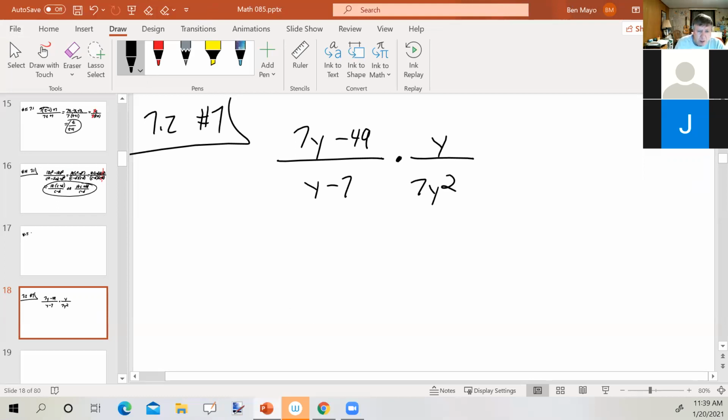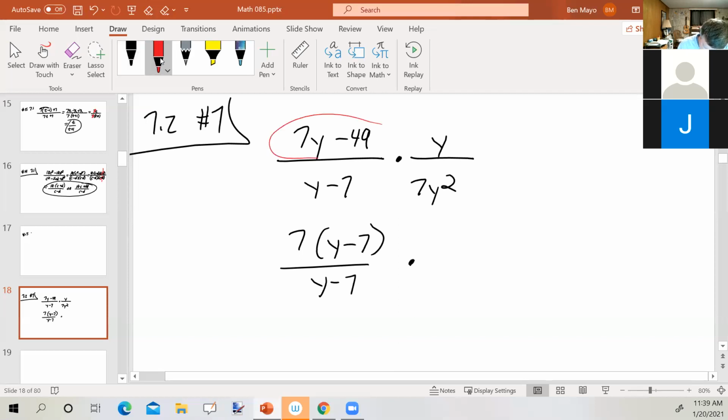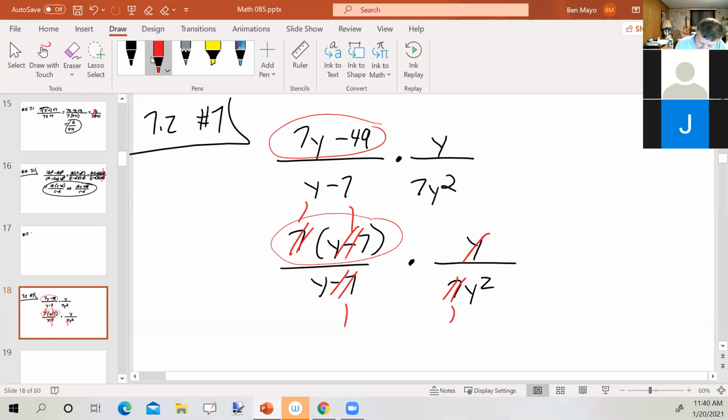Okay. The first thing I'm going to do is factor. I can take a 7 greatest common factor out of the first numerator. So I'm going to get 7 times the quantity y minus 7 over y minus 7. Okay. So this becomes that. And then the common factor of y minus 7 reduces down to 1 over 1. The 7 over 7 reduces down to 1 over 1. And the y over y squared reduces down to 1 over y.